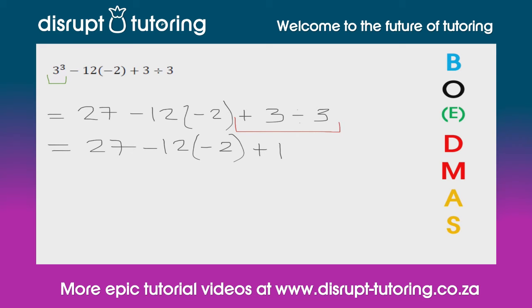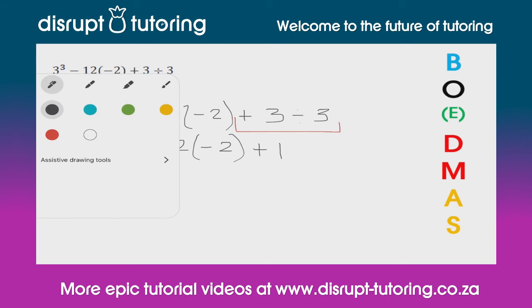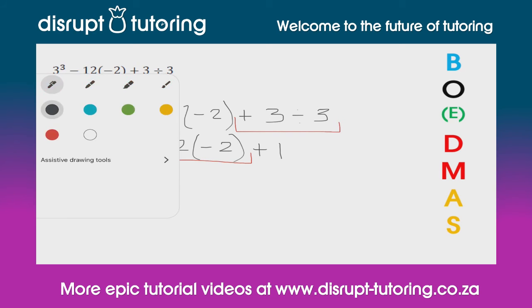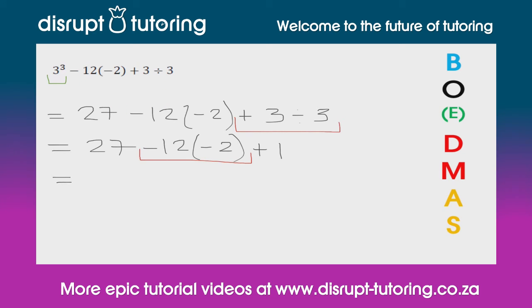Right, moving on to the next part, and that is multiplication. So we can see there's a little bit of multiplication here. And it's going to be the minus 12 times the minus 2. Right, so let's move on to that. So 27 stays there. And we've got minus 12 times minus 2. So the minus and the minus become a plus. And then 12 times 2 gives us 24 plus 1. Right, so that's all the multiplication we have dealt with.